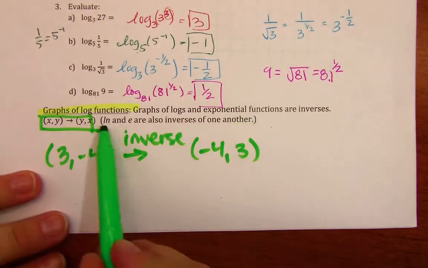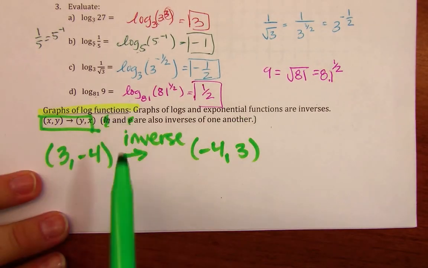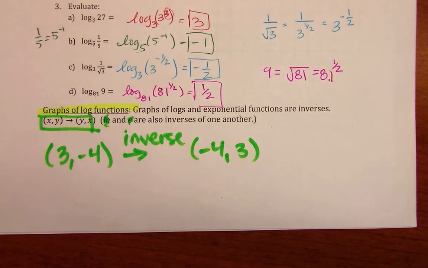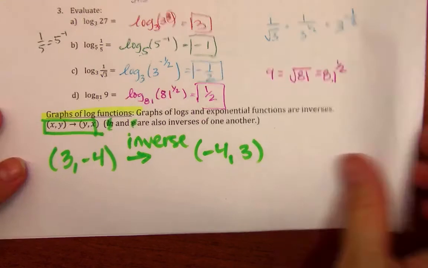And then we also have a little note here that natural log and e are inverses of each other as well. Okay. So I'm going to go ahead and flip the page and we're going to look at some of these graphs.